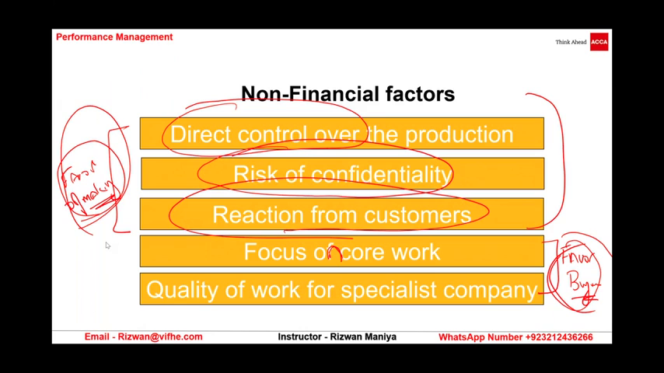Direct control means that you are able to control the production process. So if you make in-house, you have complete control in your hand. But if you outsource, you can't control because that outsourcing company will make the product for you. So you will lose your direct control over production. Okay.